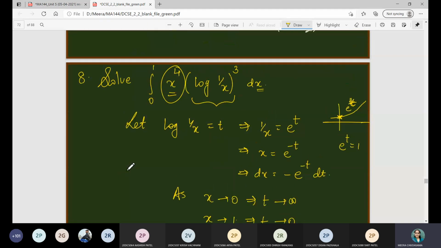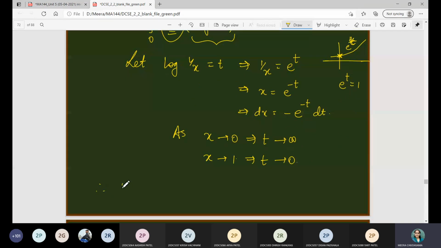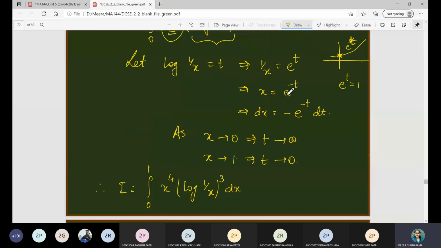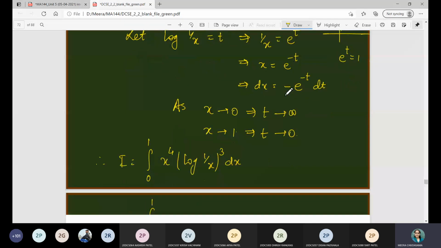So now I will write I is equal to integral 0 to 1 x raised to 4 log 1 upon x raised to 3 dx. Where will that convert? First of all, the limit 0 will go to infinity, and the limit 1 will go to 0. What is x? x is e raised to minus t, so x raised to 4 will be e raised to minus 4t, right?